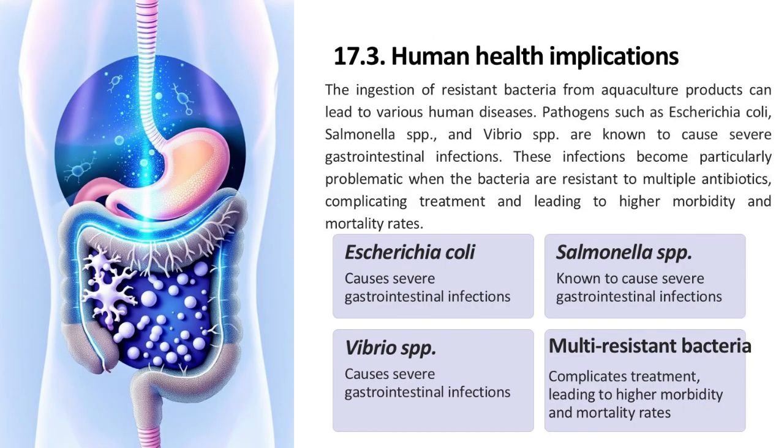17.3 Human health implications. The ingestion of resistant bacteria from aquaculture products can lead to various human diseases. Pathogens such as Escherichia coli, Salmonella spp., and Vibrio spp. are known to cause severe gastrointestinal infections. These infections become particularly problematic when the bacteria are resistant to multiple antibiotics, complicating treatment and leading to higher morbidity and mortality rates.